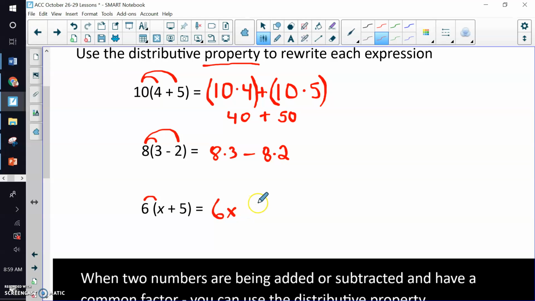And then 6 times 5. We could put that in there. And we are adding those together. So you can actually go one more step here also and do 6 times x plus 30. But all of those are equivalent or equal expressions right here.